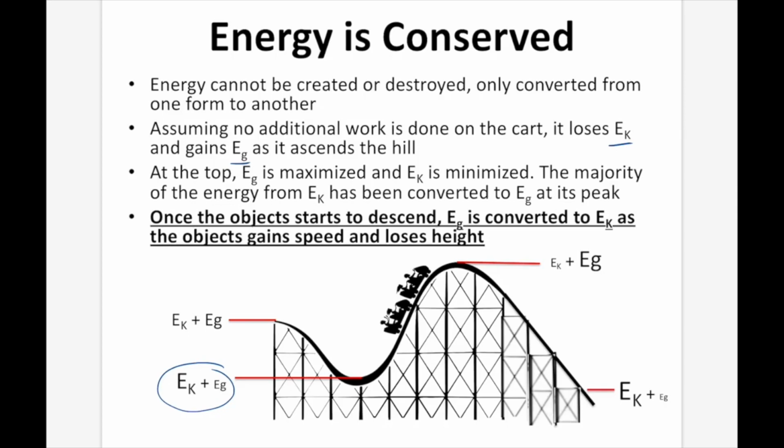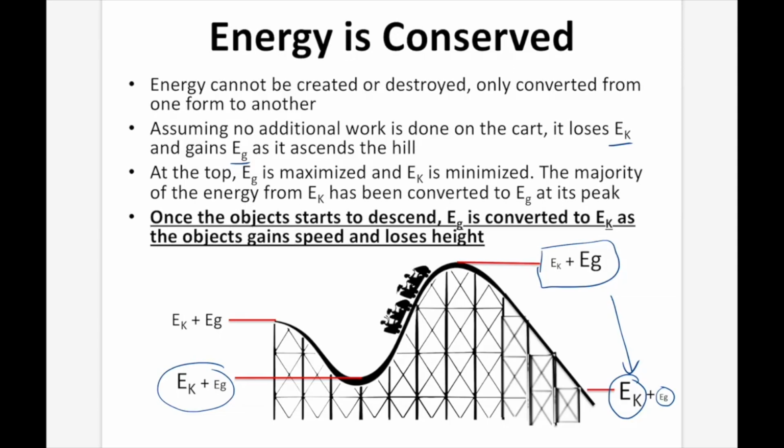As we go up the hill, that EK is converted to EG, and we can see that represented by a smaller EK and a larger EG value. As it descends the hill, again, that EG is converted into EK, and our EG gets really, really small. When it gets on the ground, that EG will actually hit 0, and it will be completely EK at that point. And this is how roller coasters work.